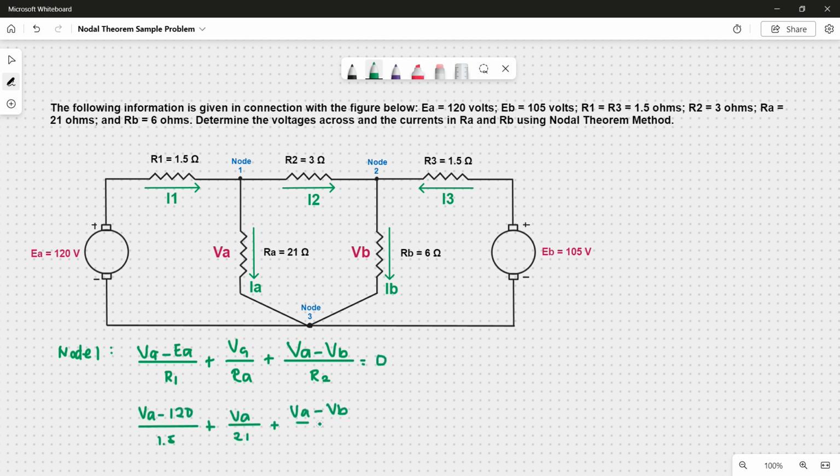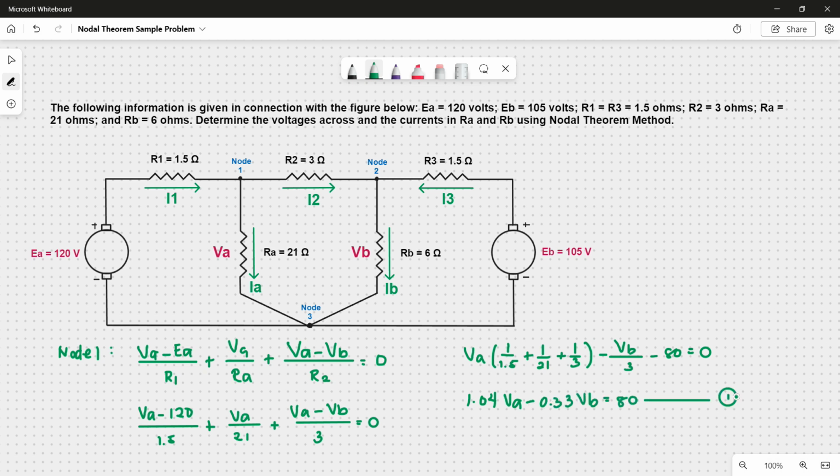Now we can substitute the given values, simplify to remove the fractions, and this is now our first equation.